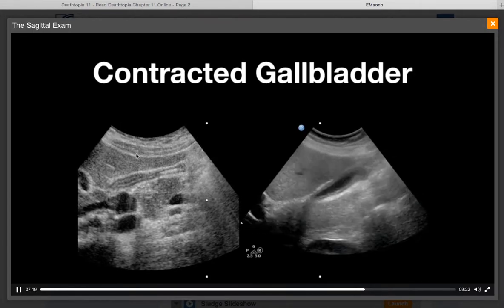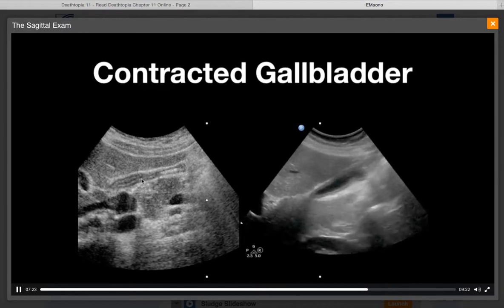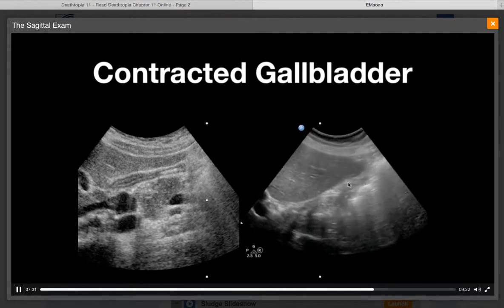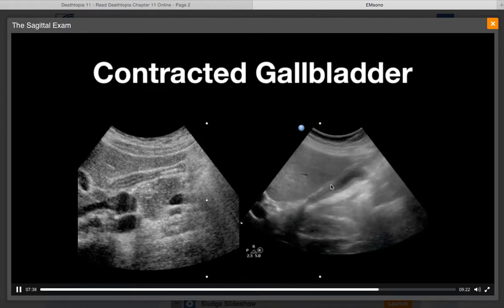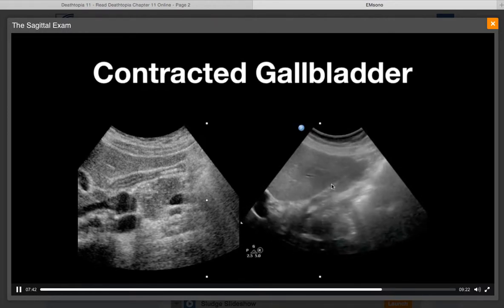Okay, a patient who has recently eaten will have a contracted gallbladder due to the expulsion of bile. This will make visualization challenging. In the video on the right, the gallbladder is contracted, but there's still some bile seen within the gallbladder lumen. You can see here you've got the right portal, main lobar fissure, and here's the gallbladder, so you know that this is a gallbladder you're visualizing here.